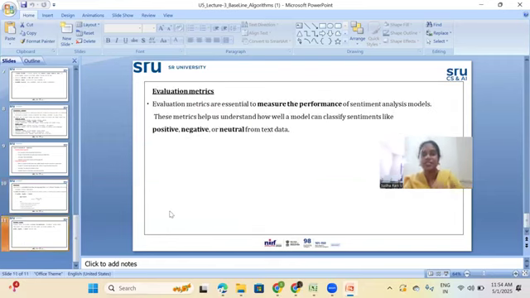The last one is evaluation metrics. Evaluation metrics are essential to measure the performance of sentiment analysis models. These metrics help us understand how well a model can classify sentiment like positive, negative, or neutral from text data. Take the simple example of our result analysis: the results can be categorized as a binary classification, pass or fail.